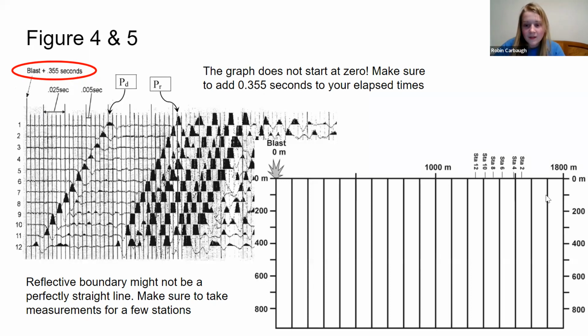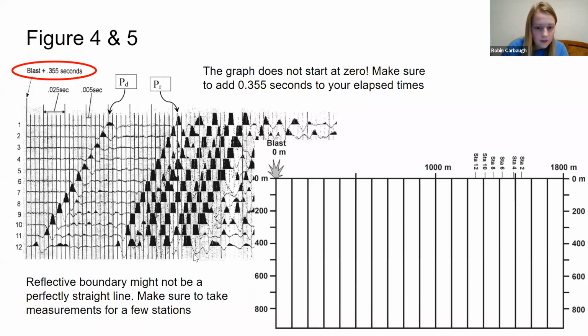And then we have another diagram here showing where each station is on the surface, and then we can plot and find the reflective boundary as well. You only need to do this for the even numbers. There's 12 stations, you only need to do the even numbers. And then also just be careful because the blast is here. It starts at station 12 and goes down, while the other example started at 1 and went up.